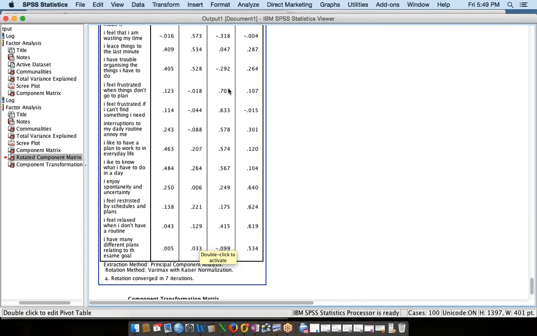And then this third factor has to do with frustrations and interruptions and planning. Again, you can see this item highly loads on the first factor, which is no surprise there. And same with this one. Okay, so your third factor is from here to here.